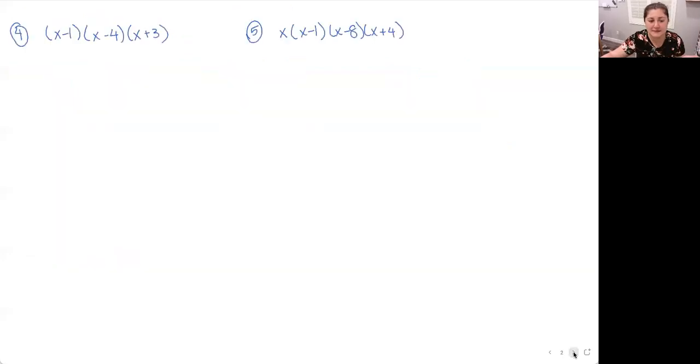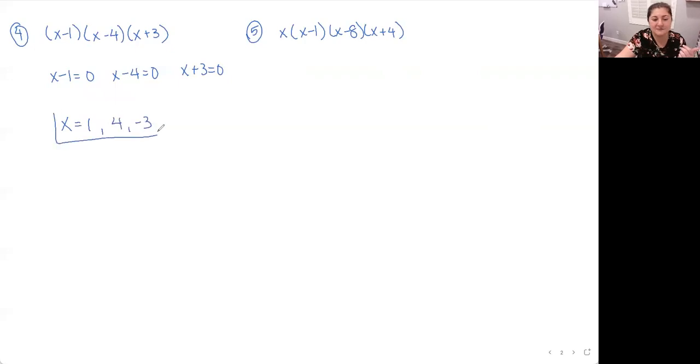Okay, let's take it a step further. Sometimes we're going to have cubic equations. So this is when x is to the 3rd power. We're going to have 3 roots, okay? We're not doing anything different than the previous problem. We're still going to set each of these equal to 0. And then it's kind of easy to say x is 1, 4, and negative 3, right? Because all we're doing is undoing the math that's happening.